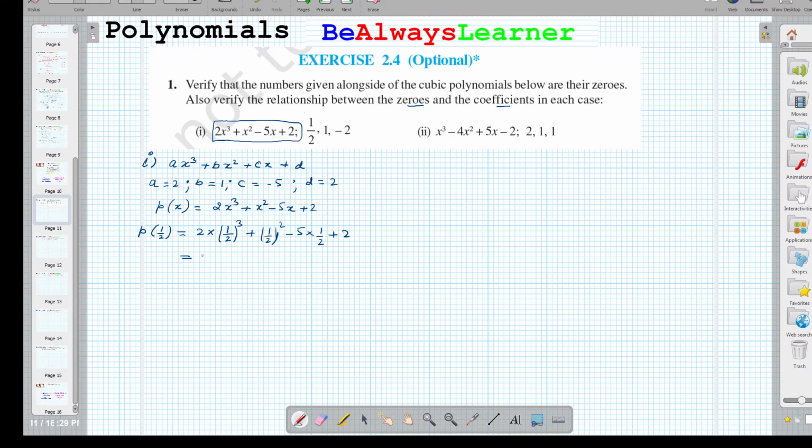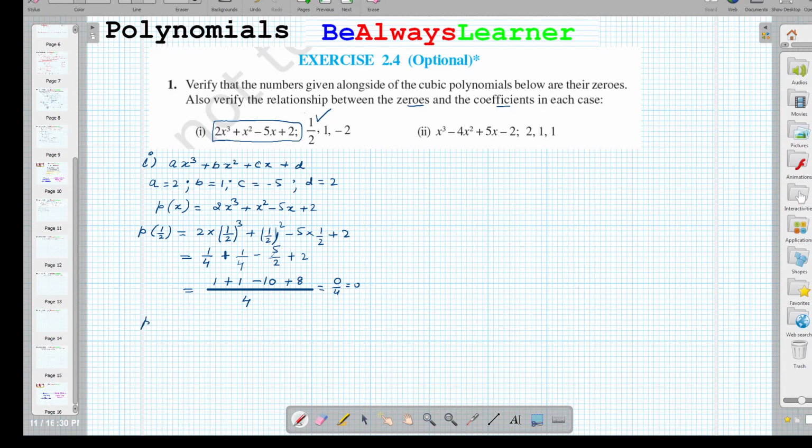Further we can solve it. That will become 1 by 8, and with the 2 it becomes 1 by 4, plus here we can write 1 by 4. Right, and here you can write minus 5 by 2 and plus 2. So that is equal to, the LCM of the terms comes out to be 4. You can write 1 here, again 1 here, here minus 10, here 8. So after adding all these, we are having 0 by 4, which comes out to be 0. It means 1 by 2 is a zero of the given polynomial.